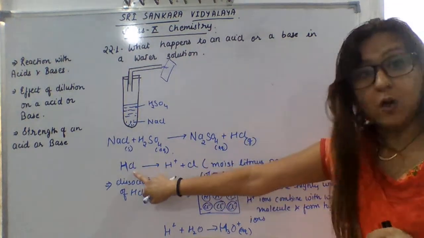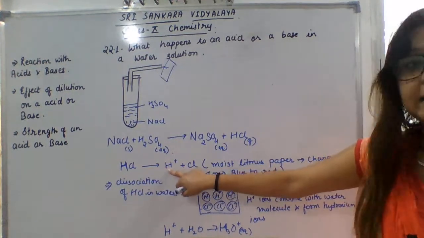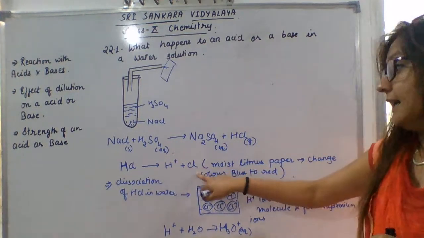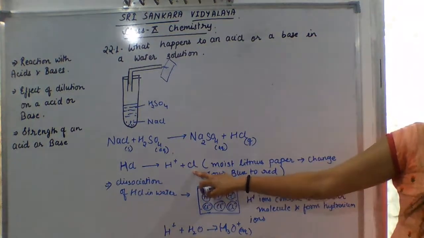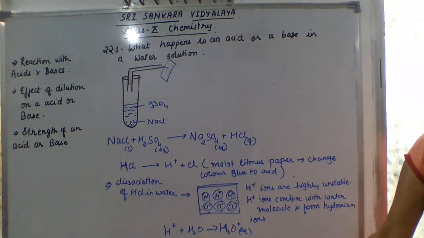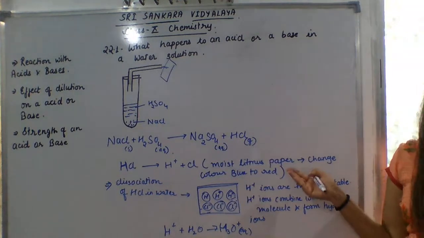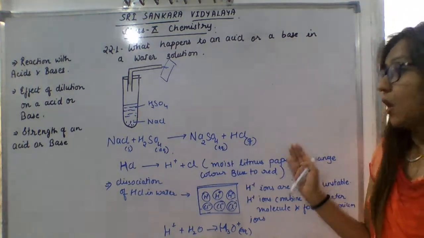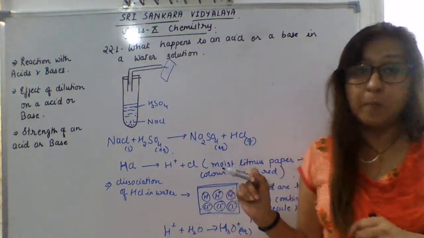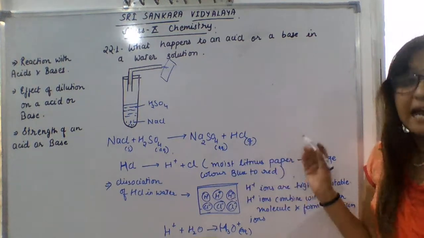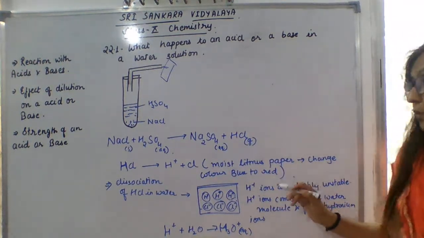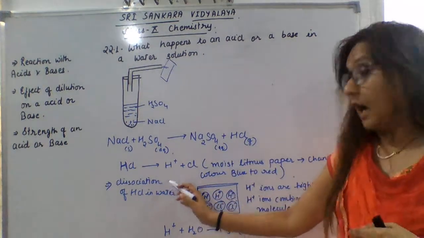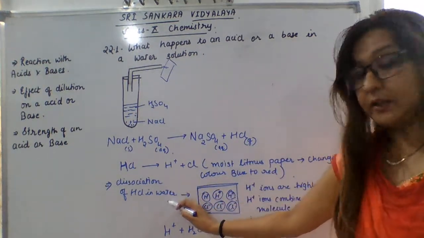Because HCl dissociates into H plus ions and Cl minus ions. So acids show their acidic properties only in the presence of water. You can write down in your copy: acids show their acidic properties only in the presence of water. Now we will see how the dissociation of HCl in water takes place.